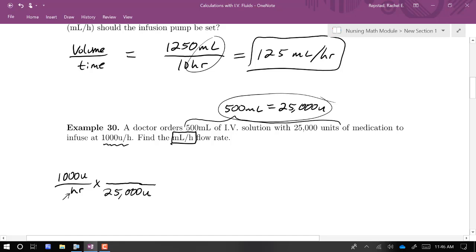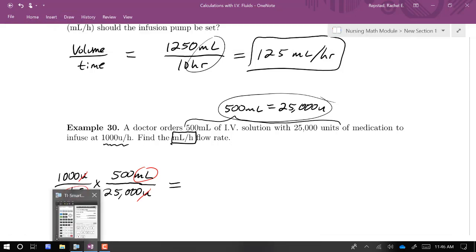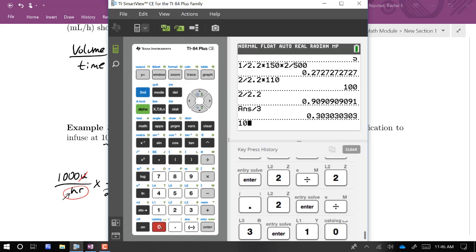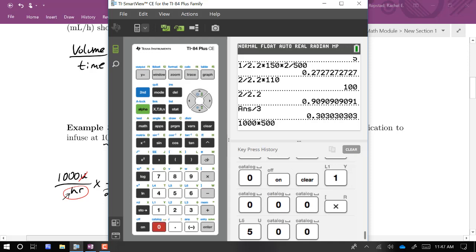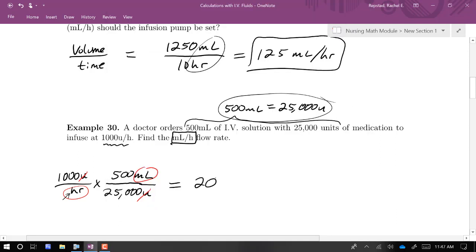25,000 units to 500 milliliters. The units cancel. I'm left with milliliters on top and hours on the bottom. That's what I wanted. So 1,000 times 500 divided by 25,000 is 20 milliliters per hour.